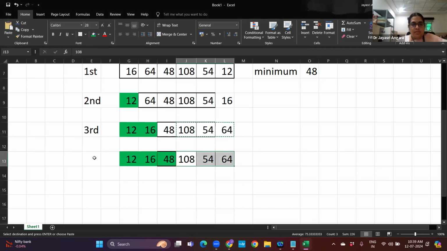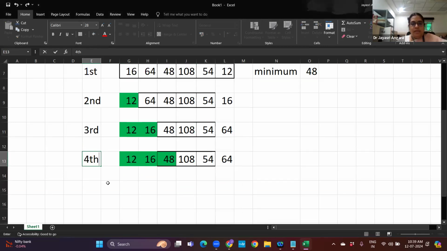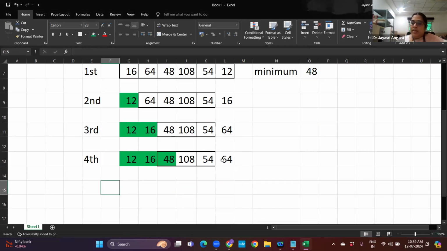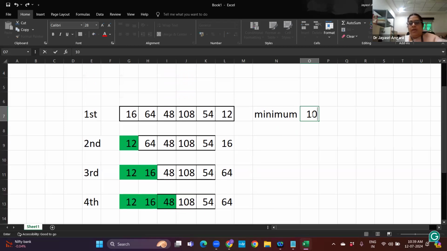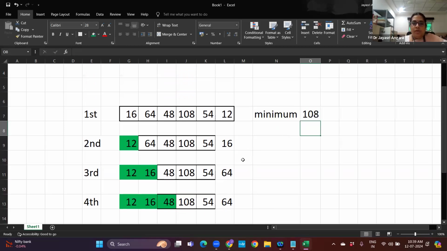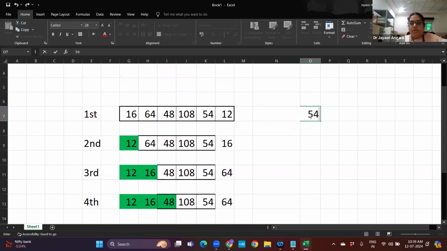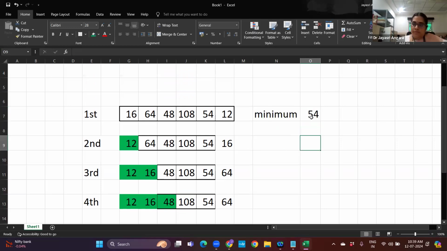So this is the beginning of our fourth iteration. In the unsorted array, we have 108 as the first element. Let us consider 108 as the minimum. Now compare this minimum element with 54. Obviously 54 is less than 108, so minimum becomes 54. Now 54 is compared with 64. 64 is larger, so minimum is 54 only.